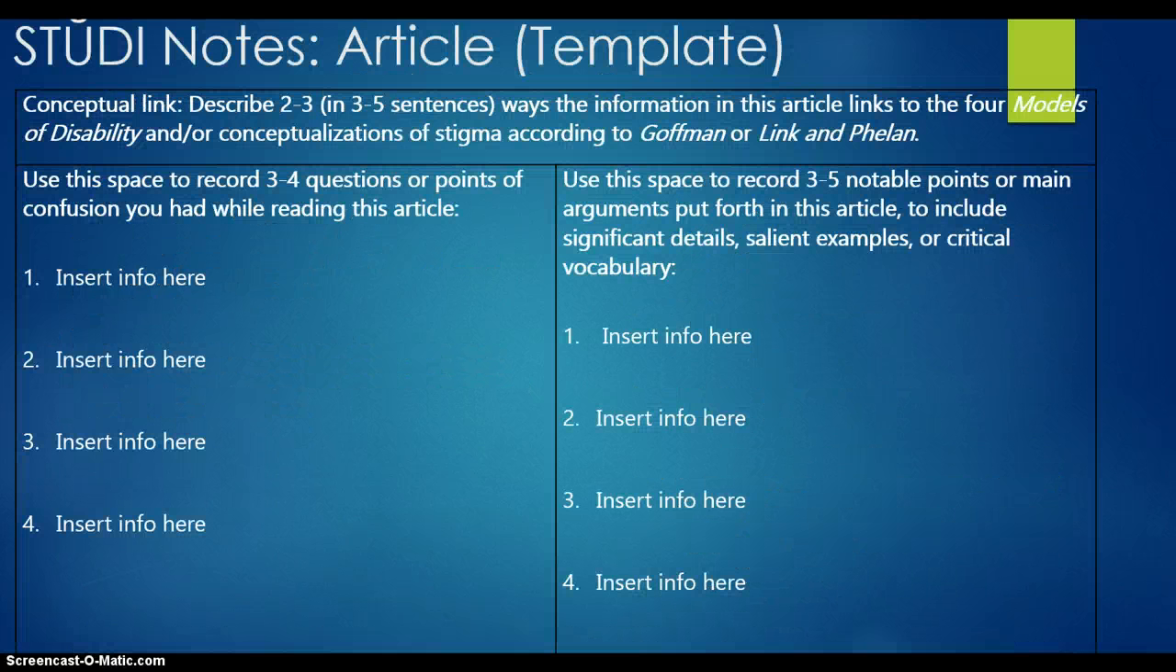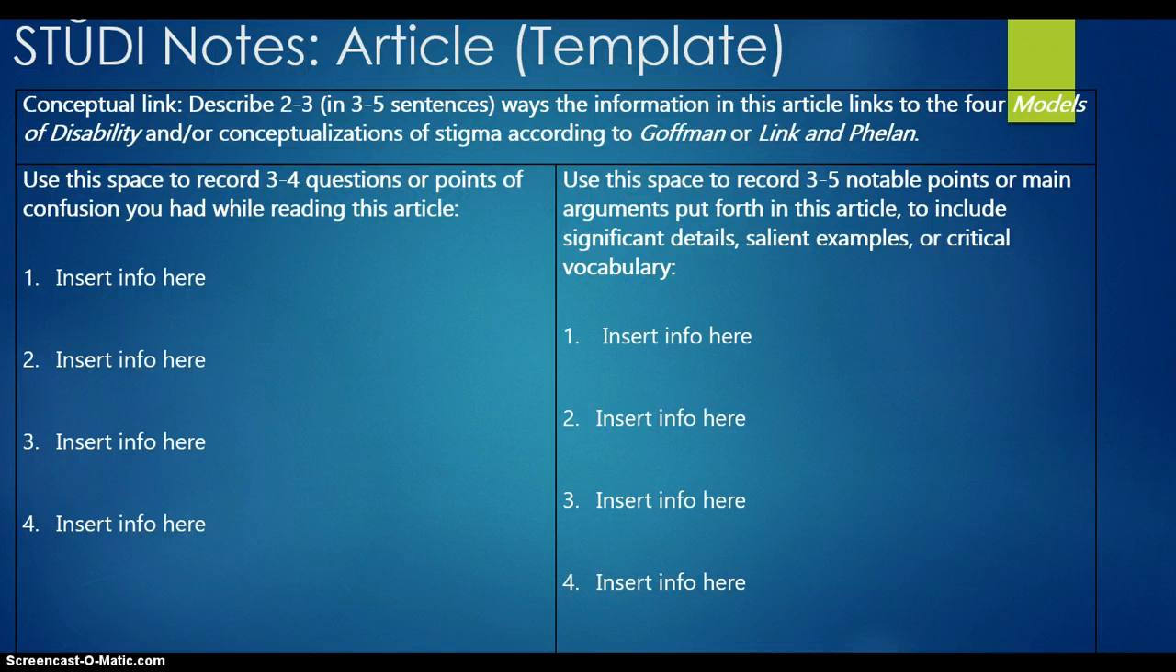This is the template for creating study notes based on article reading. As you can see, there are three main points. First, conceptual linkages. Second, questions or points of confusion. And last, notable points. You're asked to describe in 2 to 3 ways the information from this article links to the foundational information for this course.